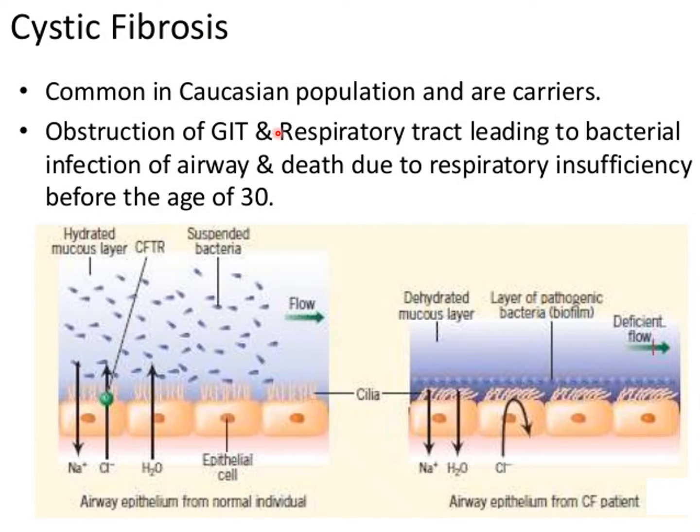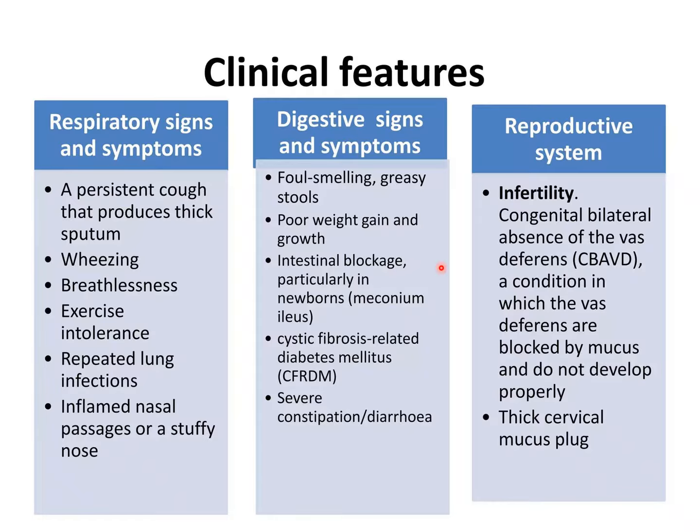Cystic fibrosis occurs in European populations and they are the carriers. Obstruction of GIT and respiratory tract leading to bacterial infection of airway and death finally due to respiratory insufficiency before the age of 30. So these are the clinical features. As an MBBS student, you should write the clinical features and symptoms for each and everything. Respiratory signs and symptoms, digestive signs and symptoms, reproductive system: I have given persistent cough, wheezing, breathlessness, exercise intolerance like that, and digestive, foul smelling, greasy stools. You have to give the most important signs and symptoms for each.